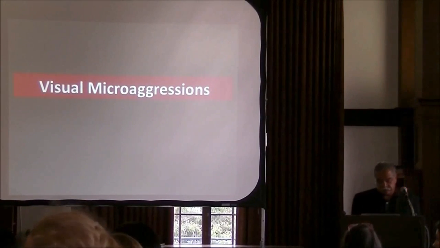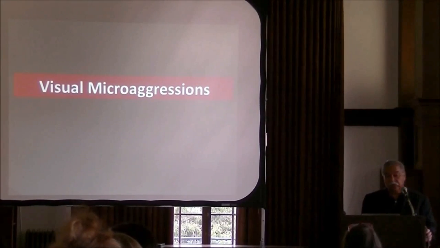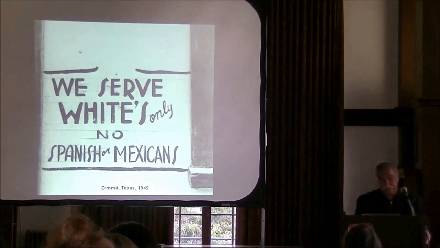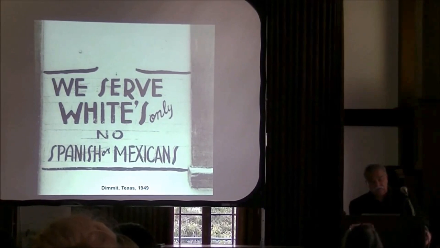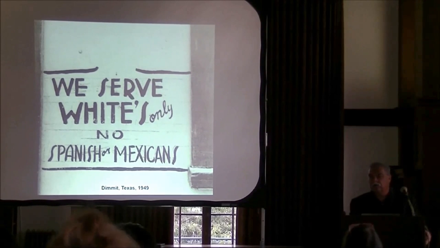Visual microaggressions. I'm going to go back a bit in history and share some of these with you. This is 1949, Dimmitt, Texas. This was in a restaurant window. It says, "We serve whites only, no Spanish or Mexicans." And you might say, well, that's not a microaggression. How could that be a microaggression?